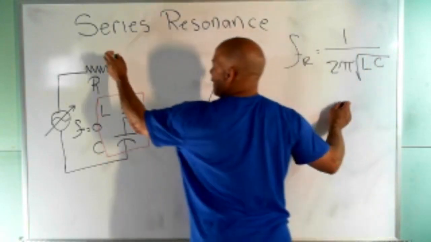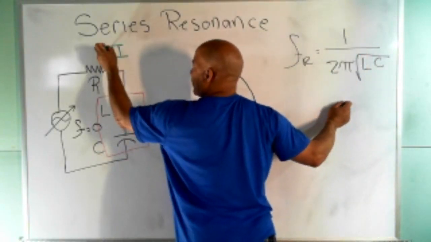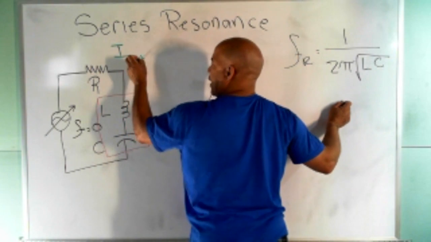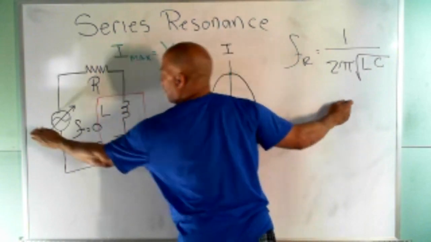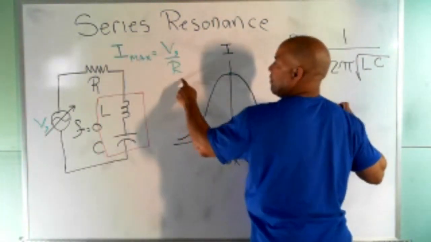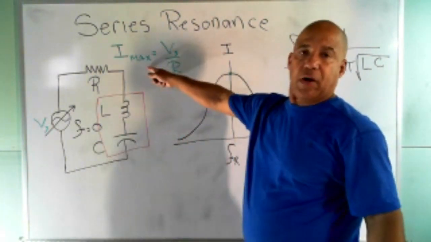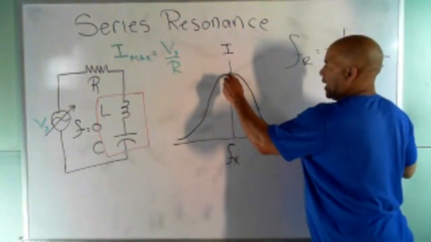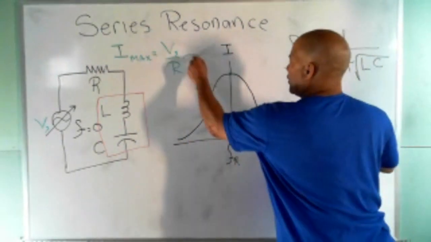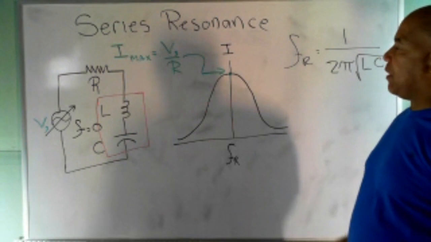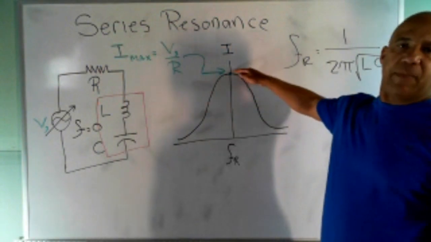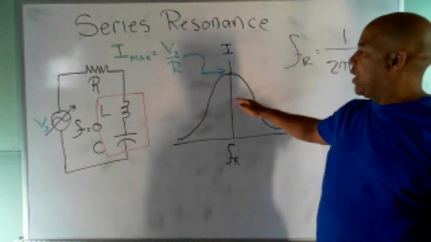We said that I max is what you get at resonance when you only have the resistance in the circuit. You can take my voltage source and divide by resistance, and you get the maximum current. Okay, so we got the maximum current right there. We can use this to get that point right there. And then we said, all right, if we take 0.707 of that point, then we end up with a point down here somewhere.